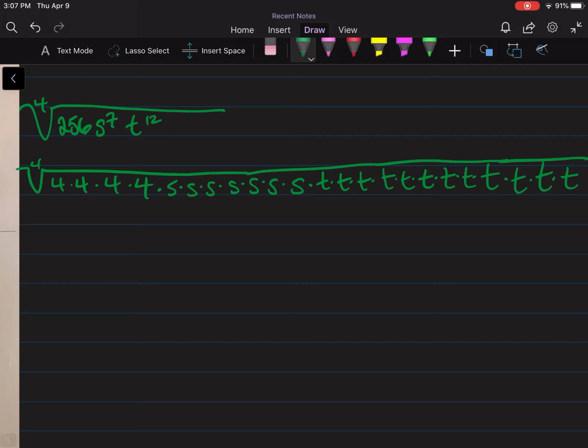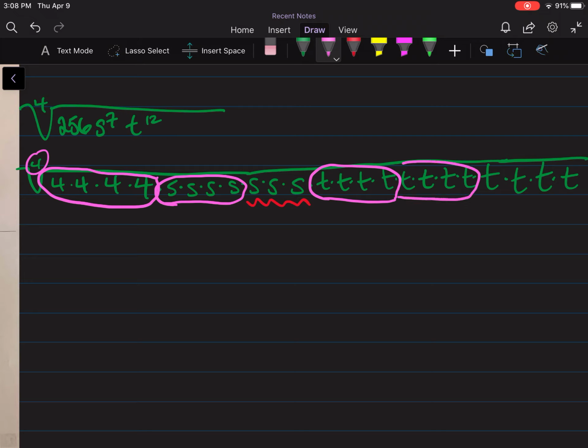Hopefully I did. Okay, so now we have this 4 here, so we're looking for groups of 4. So we have 4 4s. These are 1, 2, 3, 4 S's. These 3 S's will stay all alone. Now let's look at our T's. We have 1, 2, 3, 4 T's, another 1, 2, 3, 4 T's, and another 1, 2, 3, 4 T's.